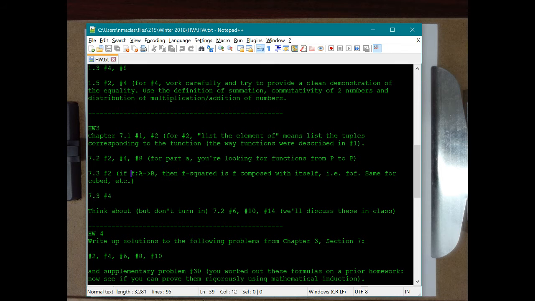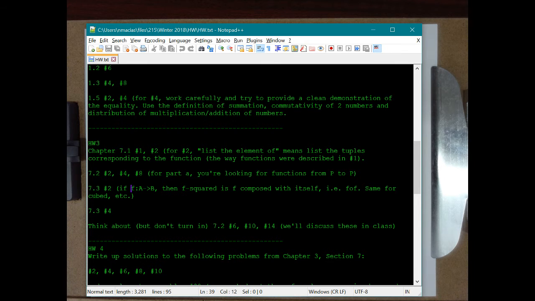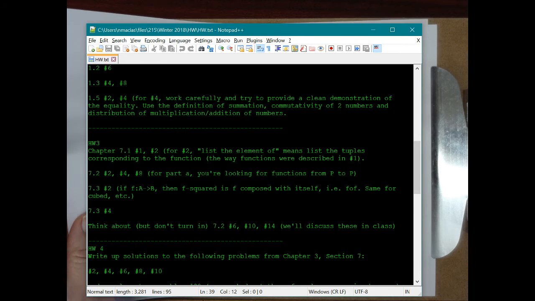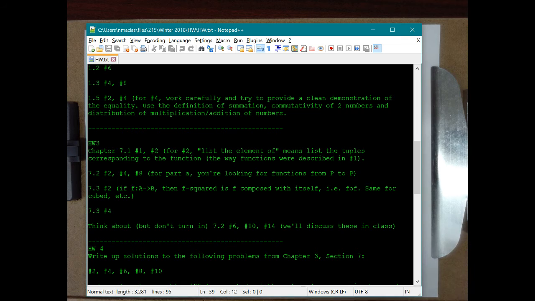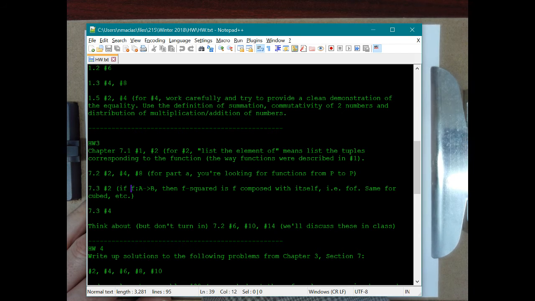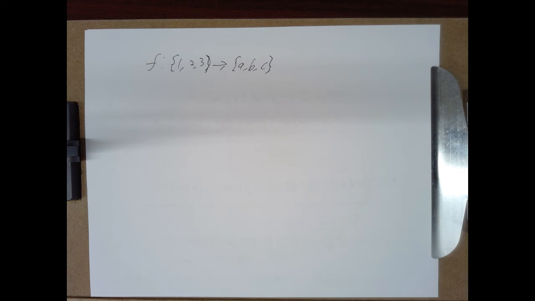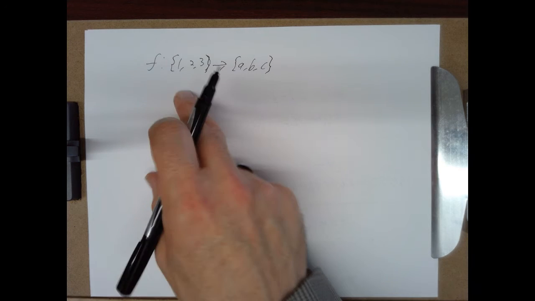So that was 7.3. Let's look at 7.2. So 7.2, number 2, 4, and 8. So question 2, all bijections from 1, 2, 3 into A, B, C. So what are all the bijective functions from 1, 2, 3 to A, B, C?